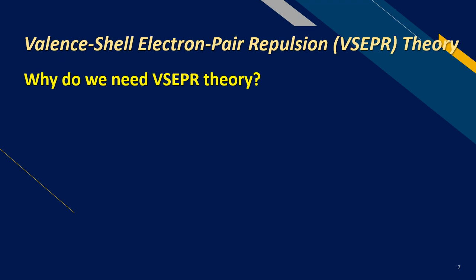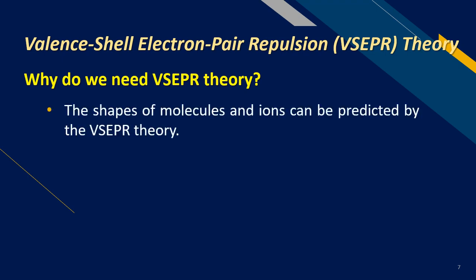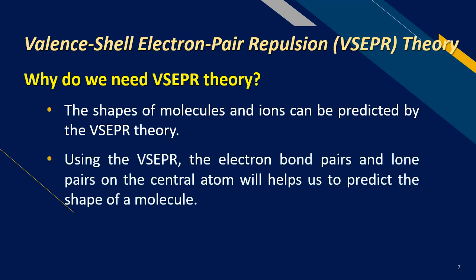Why do we need the VSEPR theory? The shapes of the molecules and ions can be predicted by the VSEPR theory. Using the theory, the bond pairs and the lone pairs on the central atom will help us to predict the shape of a molecule.